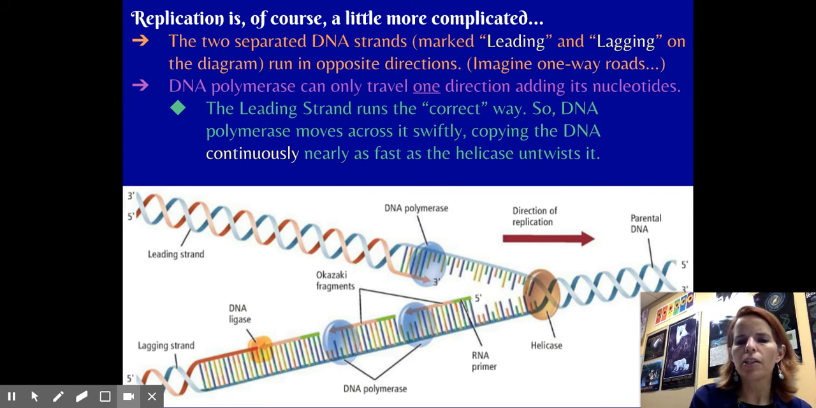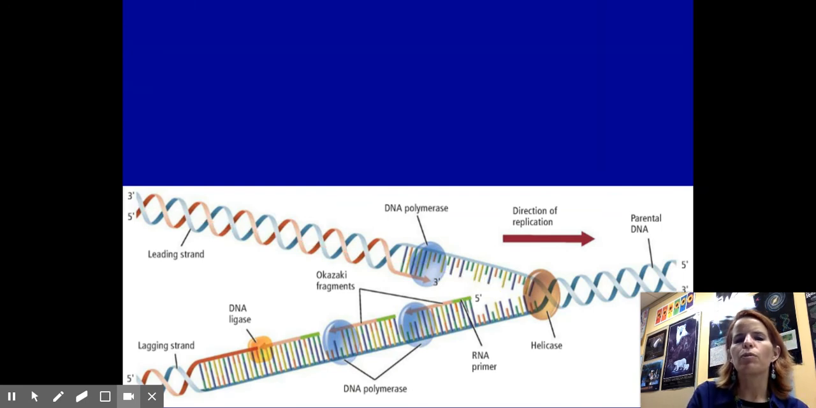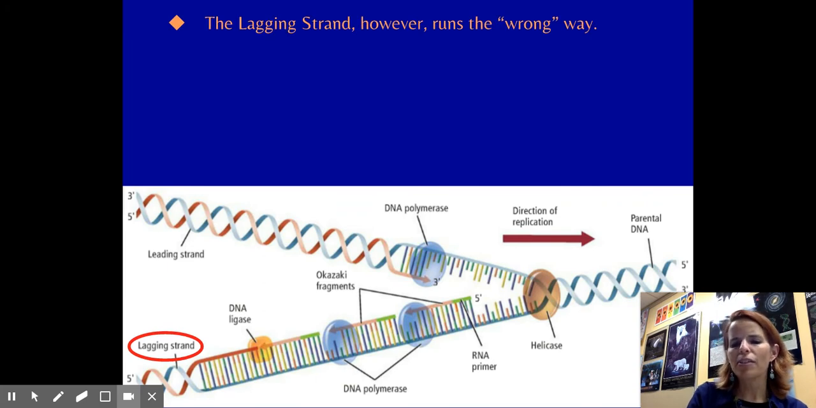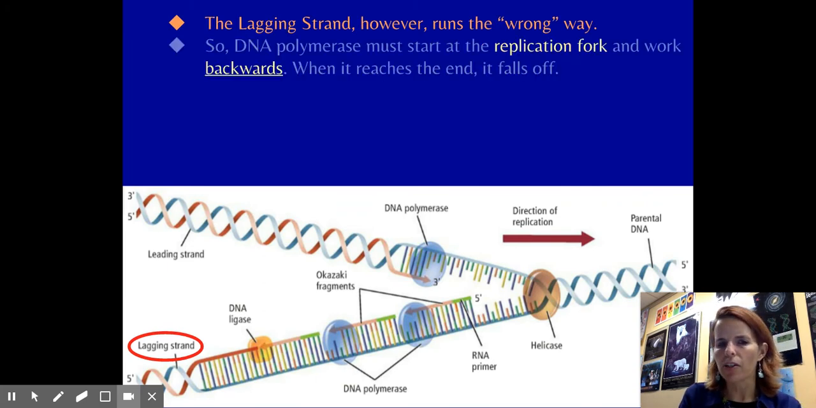So it says here the leading strand runs the correct way. So DNA polymerase moves across it swiftly, copying the DNA continuously, nearly as fast as the helicase is untwisting it. This is a movie. It's happening really, really fast. The problem comes in with the lagging strand. The lagging strand is running the opposite direction. So DNA polymerase has to hop on where the two strands are separating. That's called the replication fork.